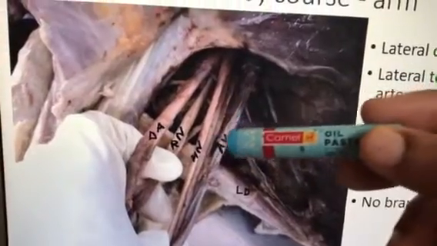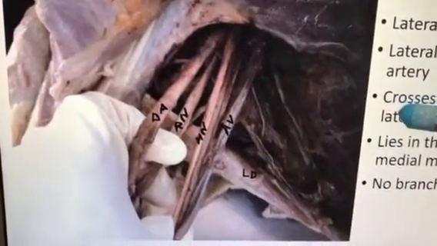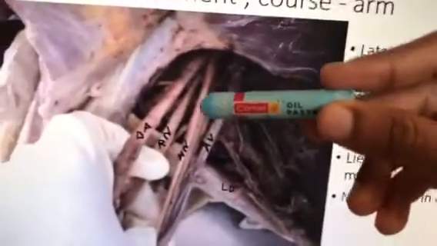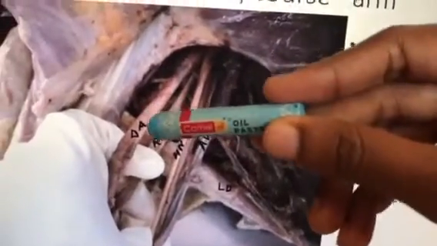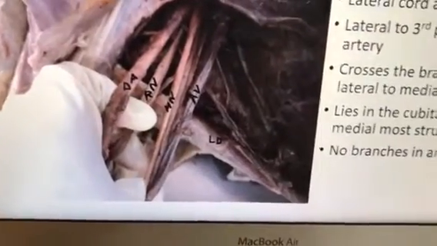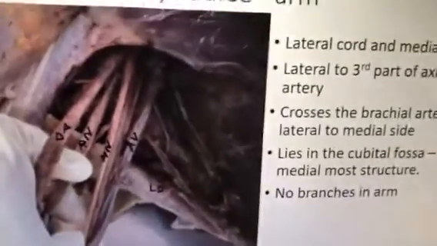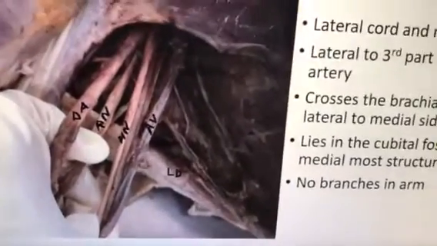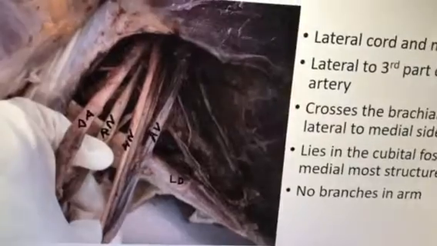I have lifted the axillary artery. Number 1, it then crosses the brachial artery from lateral to medial side. Initially it is laterally placed, then it crosses medially and lies in the cubital fossa. In the arm, what branches are given? No branches. The median nerve in the arm doesn't give any branches. Then we will go to the forearm.